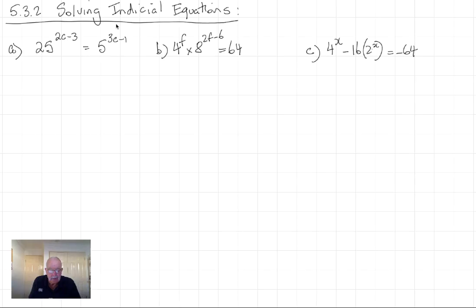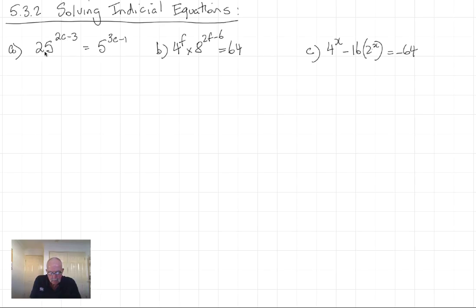They're called indicial equations, and it's a matter of recognising how the equations are presented so that you know which steps and which process you're going to work through to get the answer. So let's go through these one by one. Here we've got 25 to the power of 2c minus 3 equals 5 to the power of 3c minus 1. Now at the moment it's not looking too promising. We've got a different base over here. We've got 25 and we've got 5.